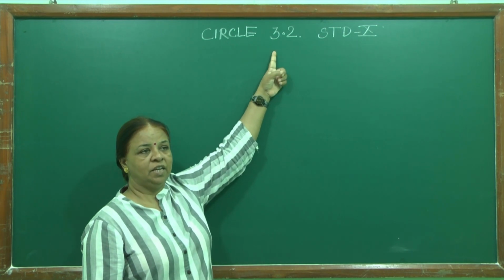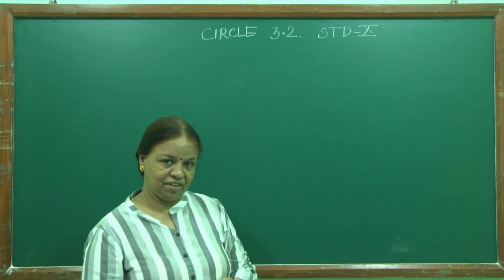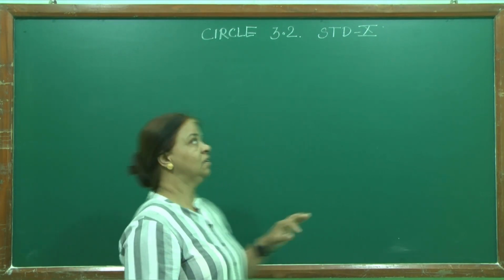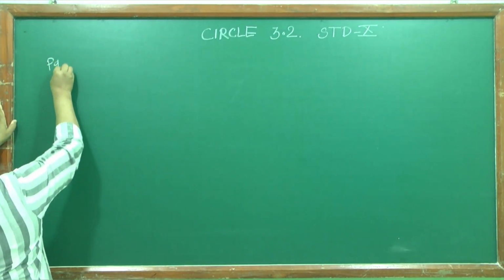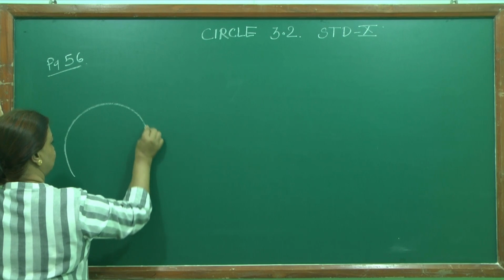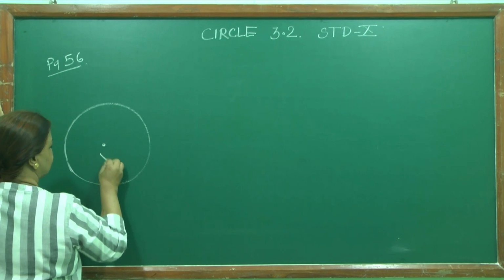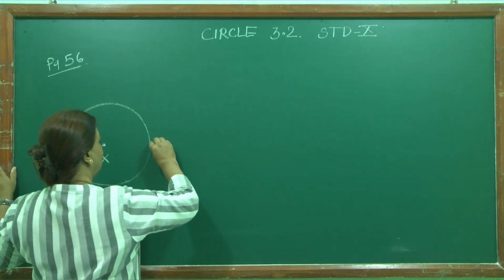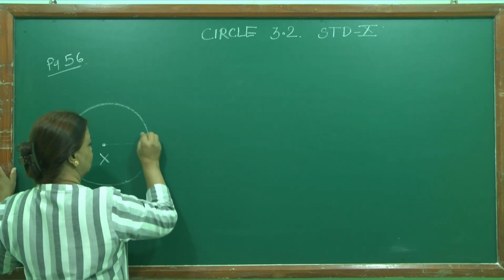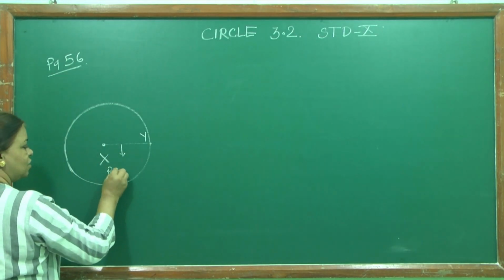Continuing with the 3.2 exercise of the circle chapter of standard 10, we will begin with the activity. The first activity is given on page number 56 of your textbook, in which we have to draw a circle and the center of the circle is X. We have to draw a point on the circle and consider it as Y. XY will be the radius of the circle.